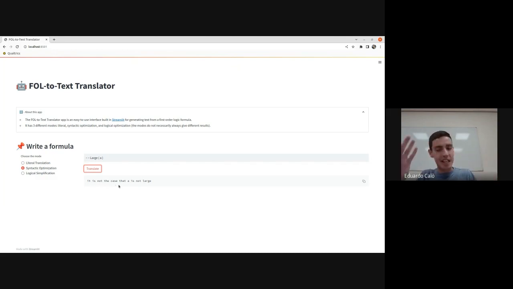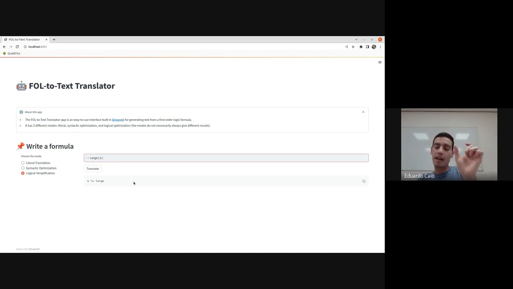But the best translation of this formula is, of course, when you remove the two negations, because they are logically redundant, and you get something of the shape like this. You remove the two negations, A is large, which has the same meaning as negation, negation, A is large. So that's the demo.